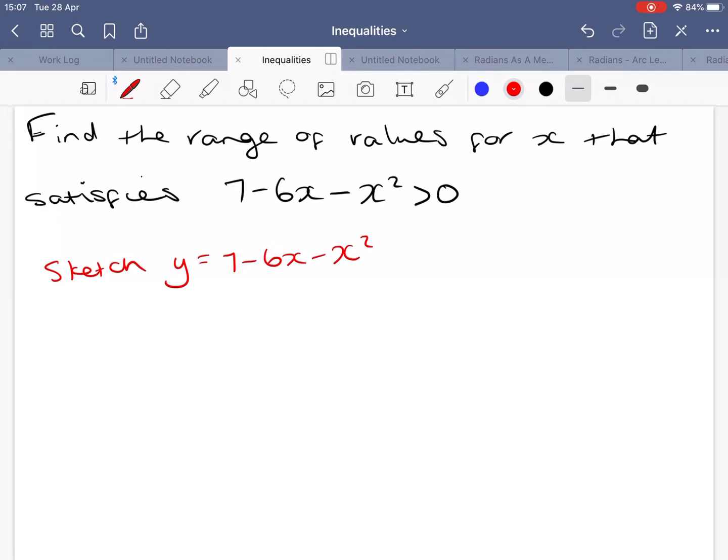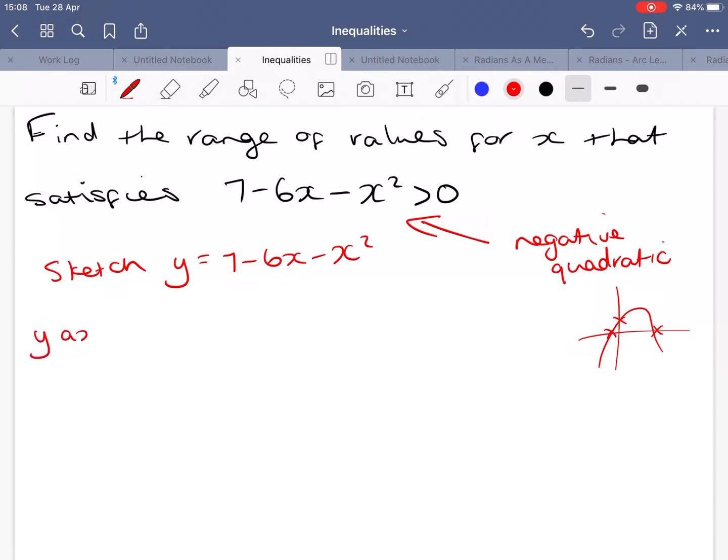Now, one thing to note when we do this, it's a negative quadratic. So what does that mean? It means it's not going to be a U shape, it's going to be an N shape, okay? But we follow the same process. We still need to find where it crosses the x-axis and where it crosses the y-axis. So y-axis, I always start with that one because it's the easier one. My x equals 0, so my y equals 7. And on the x-axis, my y is 0, so I say 0 equals 7 minus 6x minus x squared.